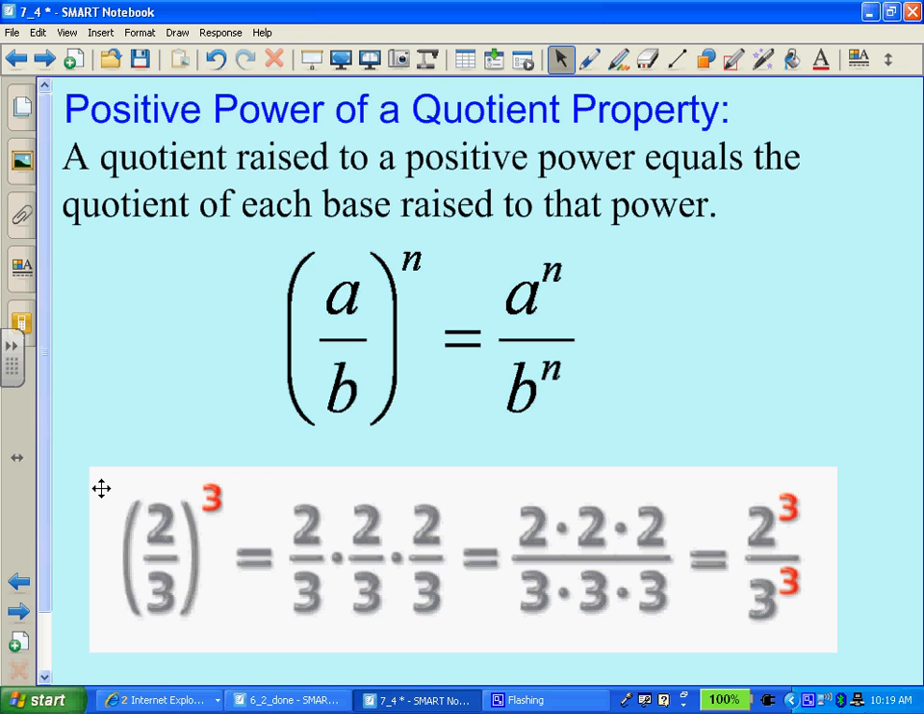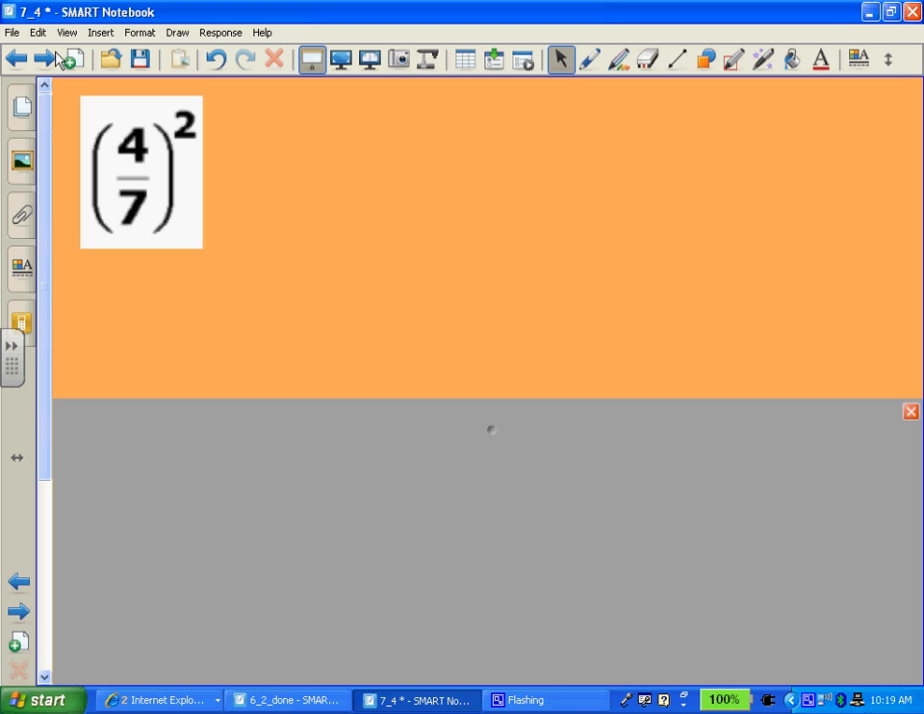And again, just a little mathematical proof for you that this works. If I have 2/3 to the 3rd, hopefully you would agree with me that that's 2/3 times 2/3 times 2/3, which if I multiply across is 2 times 2 times 2 over 3 times 3 times 3, which is the same as 2 to the 3rd over 3 to the 3rd. So that's where this property comes from.